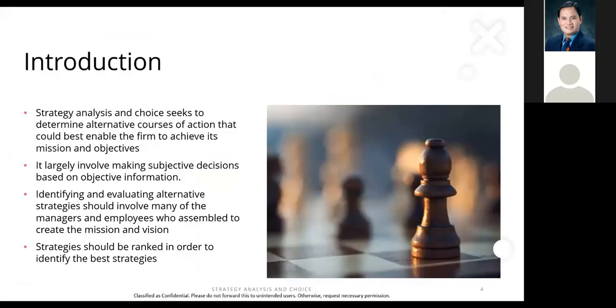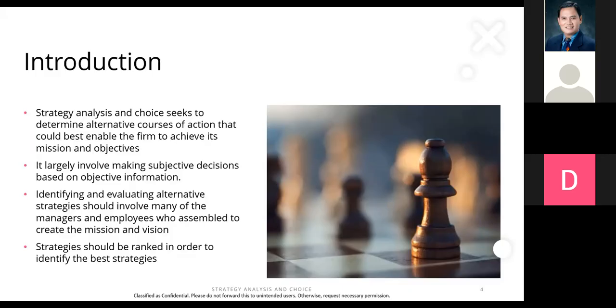Strategy analysis and choice seek to determine alternative courses of action that could best enable the firm to achieve its mission and objectives. It largely involves making subjective decisions based on objective information. The firm's existing strategies, objectives, and mission, coupled with external and internal audit information, provide a basis for generating and evaluating feasible alternative strategies. Strategists never consider all feasible alternatives that could benefit the firm because there are an infinite number of possible actions and an infinite number of ways to implement those actions. Therefore, a manageable set of most attractive alternative strategies must be developed.